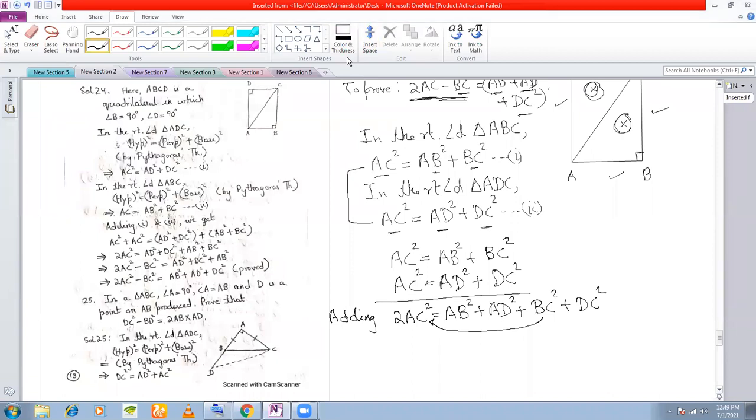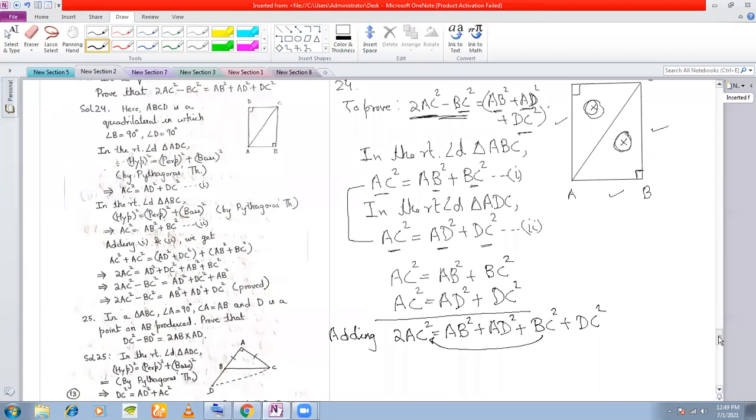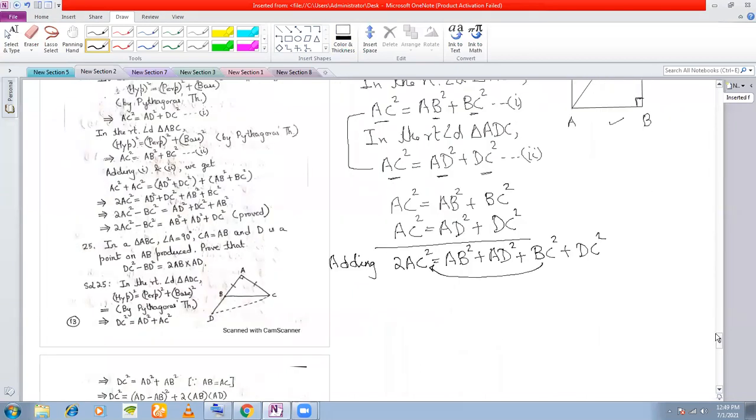Sir, what did you have did this last time? Say again. Sir, the last line, sir, what did you have did? I am not understood. This line here. You're talking about this line. Yes, sir. If you add, what do you get? If you add, how much will you get? AC square plus AC square. If you add these two equations, what will you get?